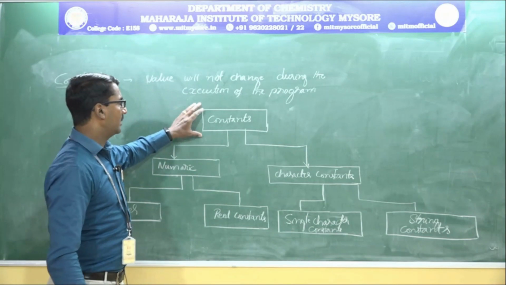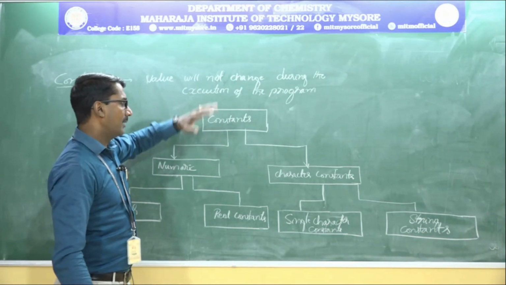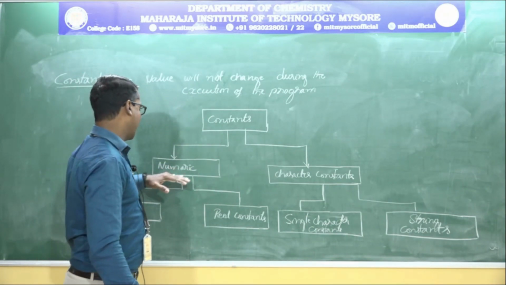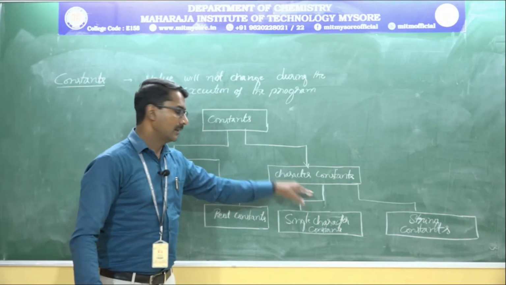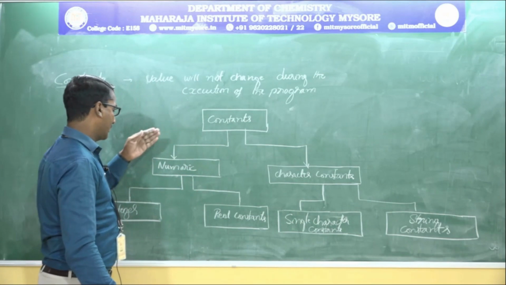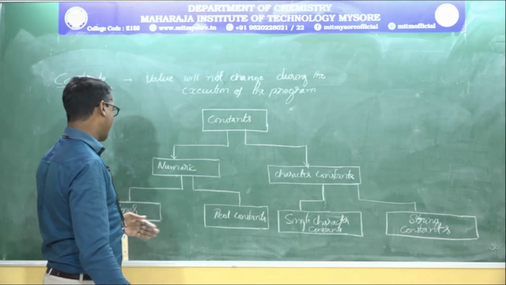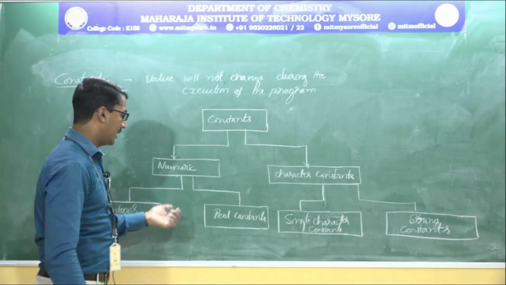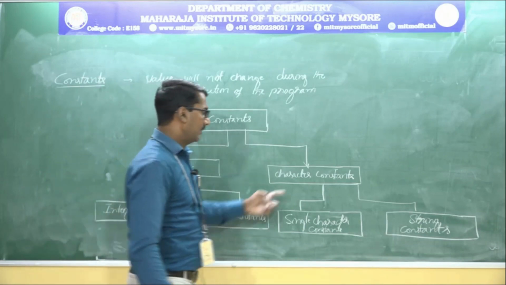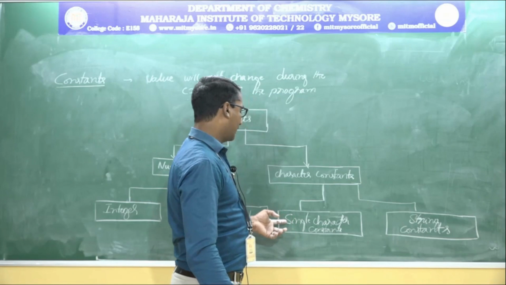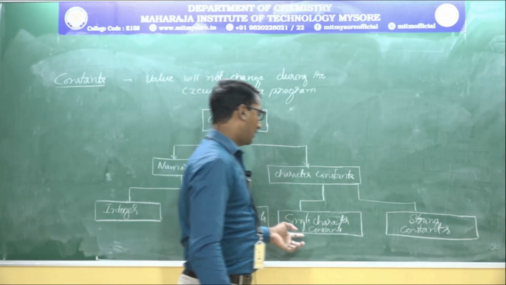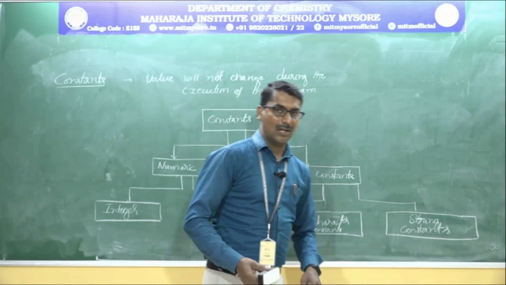So the constants are classified into two main categories: numeric constant and character constant. The numeric constant is divided into two subcategories, integer constant and real constant. The character constant is divided into two subcategories, single character constant and string constant.